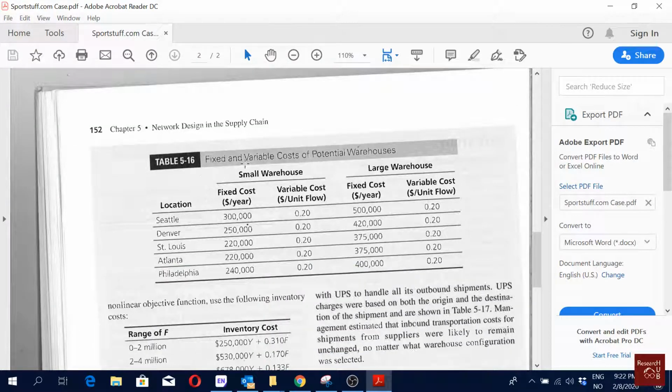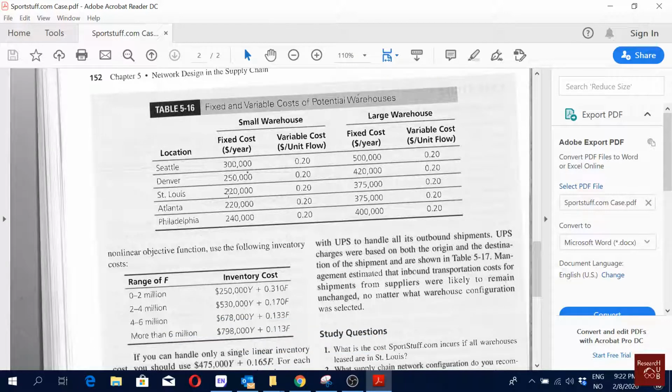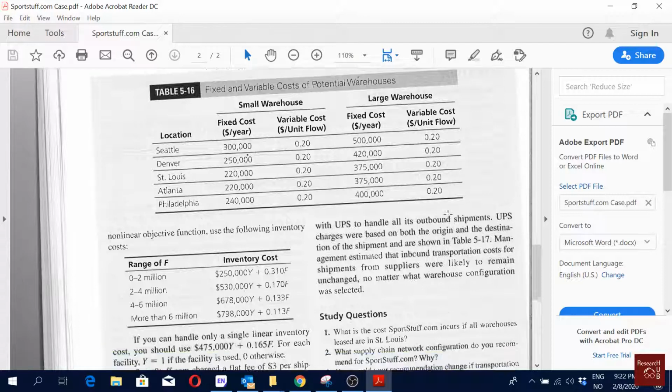And here we have some fixed and variable cost for the warehouses. All the warehouses have some fixed cost for a small one and then variable cost for each unit that moves through the warehouse, which is 0.20. And for large warehouses, the fixed cost is a bit higher, but the flow cost, the cost associated with per unit flow through the warehouse, is 0.20, which is fixed.